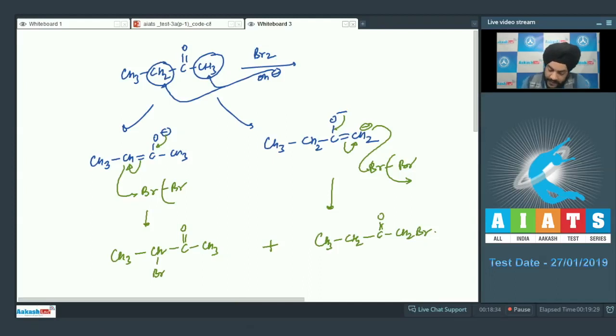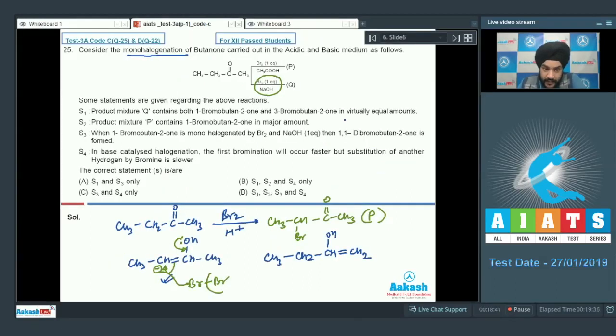If you look at the options which are given to us now, we have statement 1 saying product mixture Q contains both 1-bromobutanone and 3-bromobutanone in virtually equal amounts. This statement is correct, students. We had already seen that both of them will be formed in almost similar amounts. If you look at statement 2, which is given to us, product mixture P contains 1-bromobutan-2-one in major amount. Students, this statement is incorrect. We've seen that the monohalogenation in the acidic medium leads to the formation of 3-bromobutan-2-one. So the second statement is incorrect.